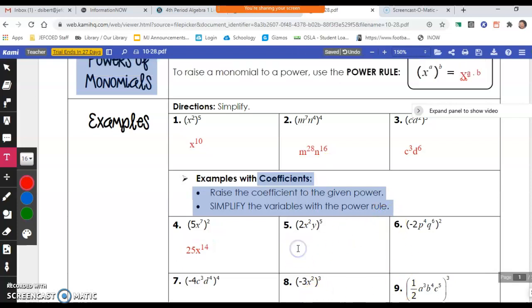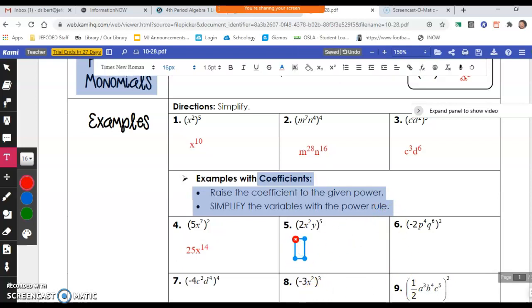Okay? All right, looking at number 5. We've got 2x squared y, all closed inside parentheses, raised to the power of 5. Okay? All right, 2 raised to the power of 5? Anybody know?